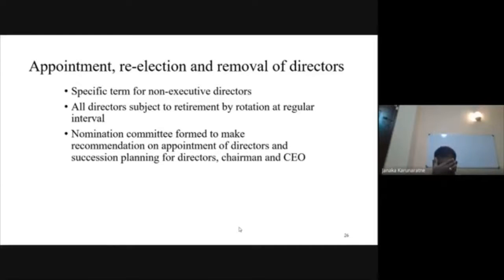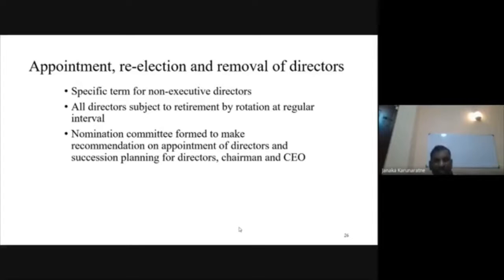Now, in the case of banks, there are certain rules which apply. So you have to comply with those rules: the 9-year rule, the age 70 rule, and so on. So the banks should comply with those rules as well in appointing or resigning directors.